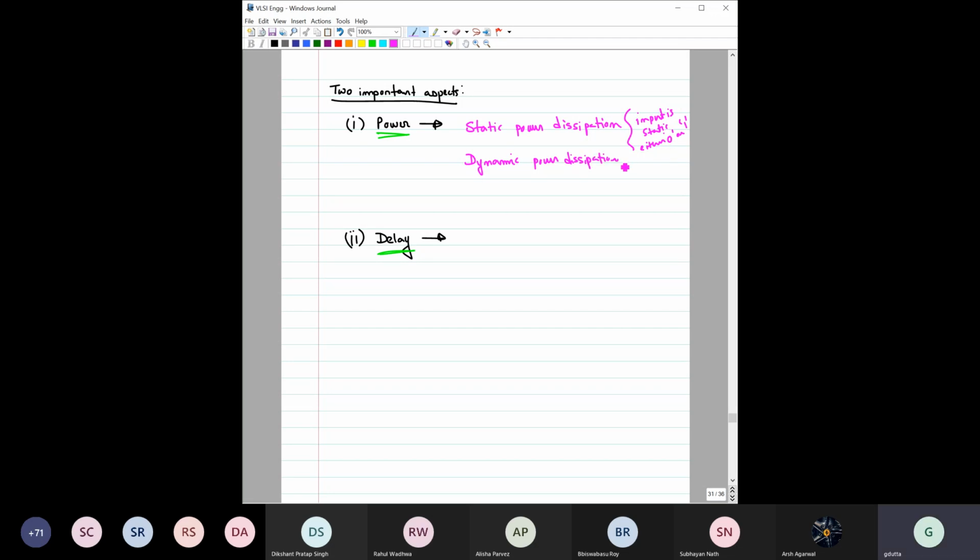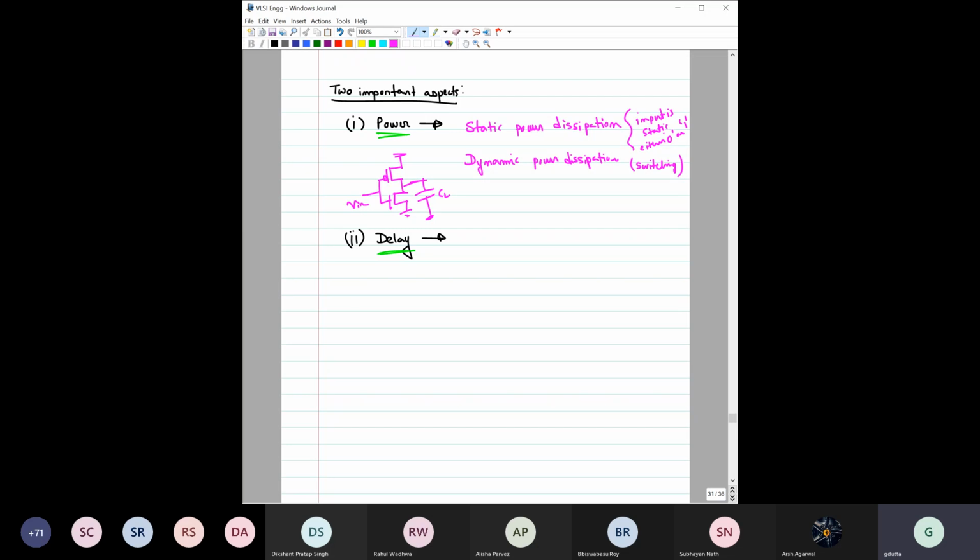Dynamic power dissipation means when you are switching. Then you are charging and discharging the capacitor. So you have this inverter, and you are charging then discharging this capacitor, so that also consumes energy. You're losing some energy in that process as well. Now, this dynamic power dissipation is basically for the amplifier region.